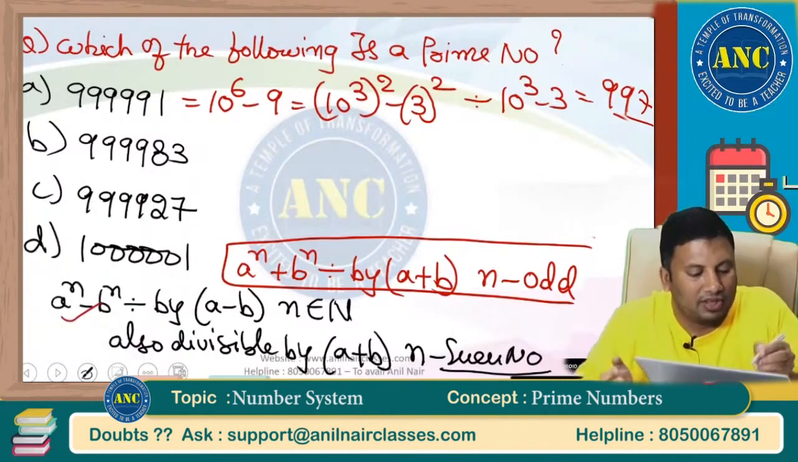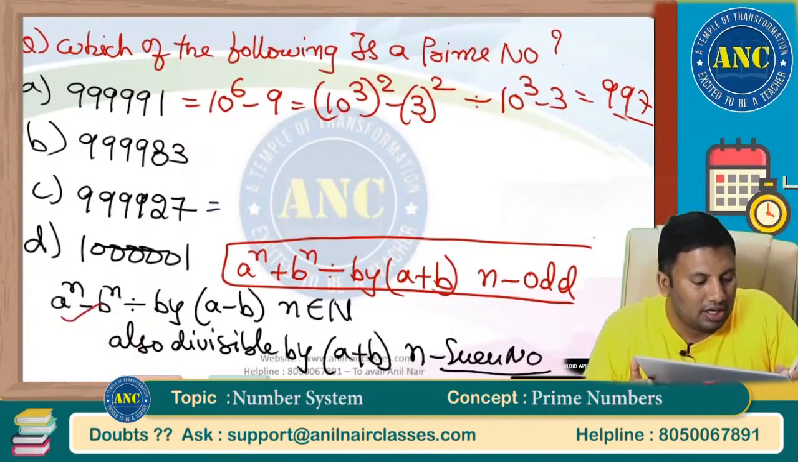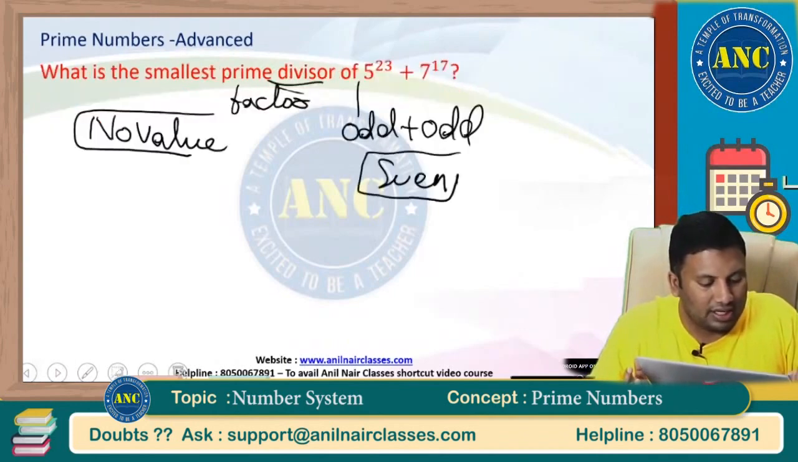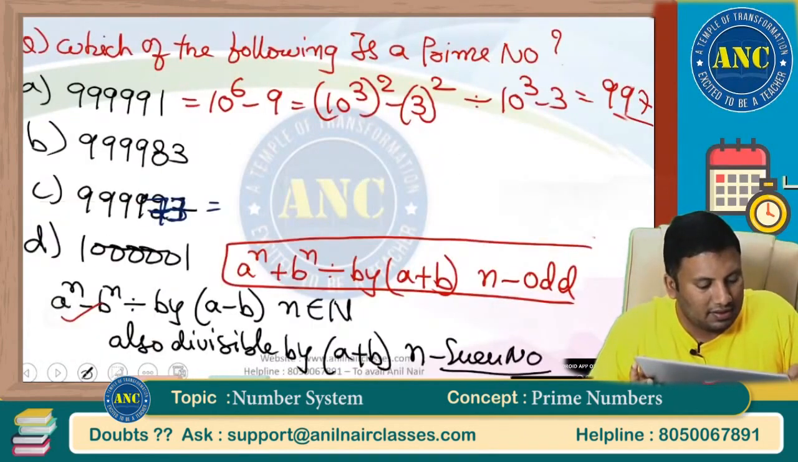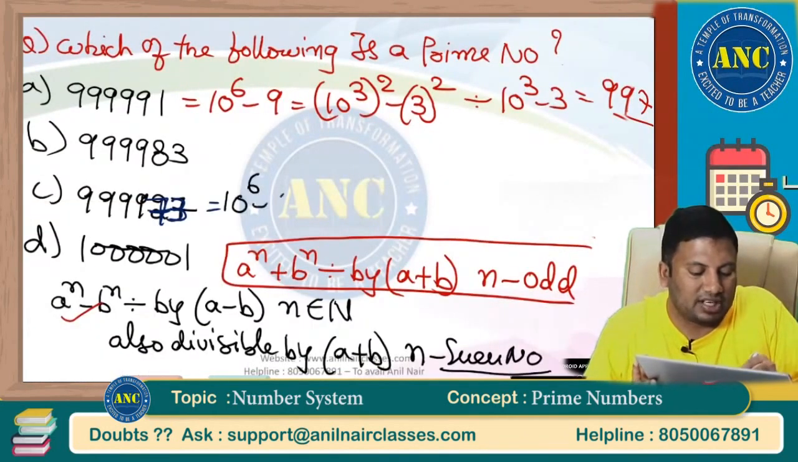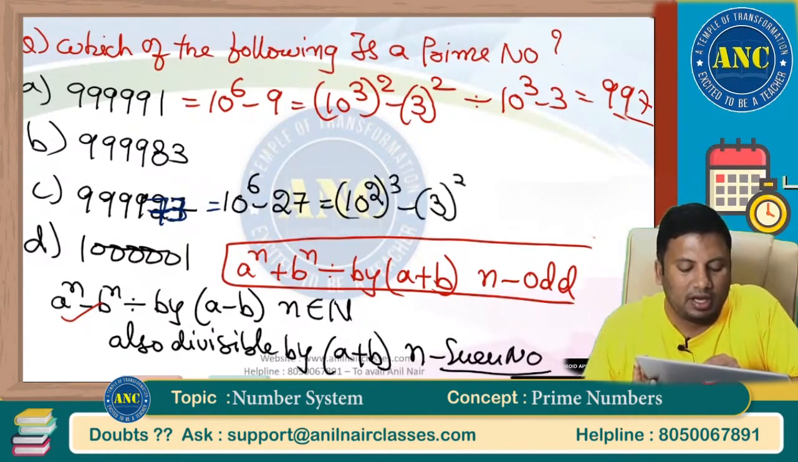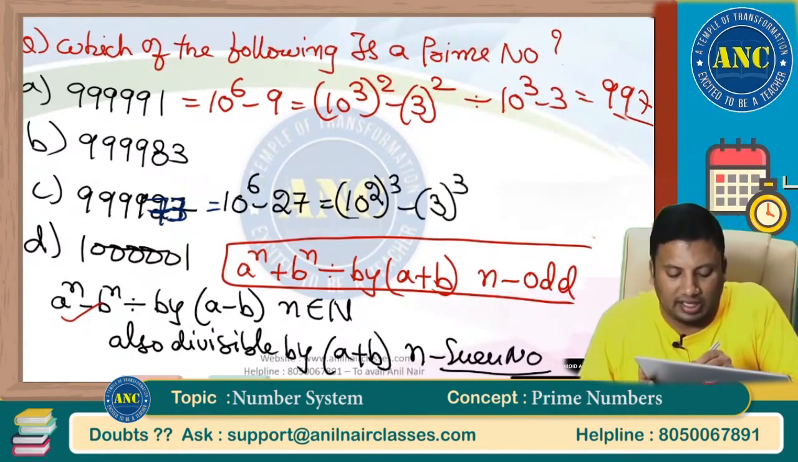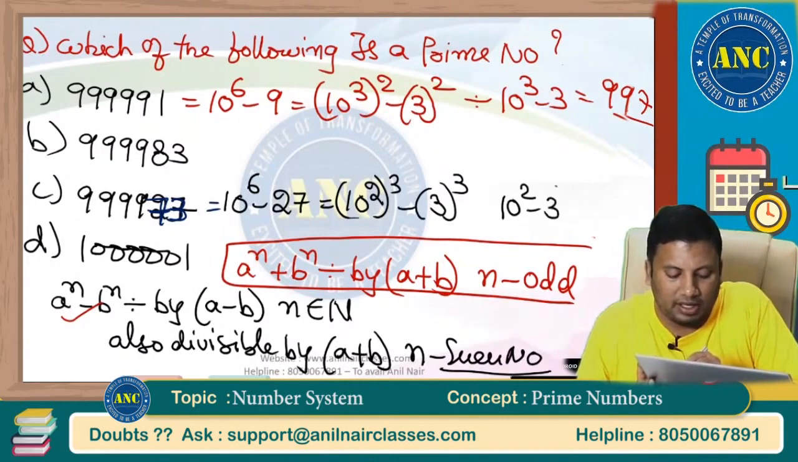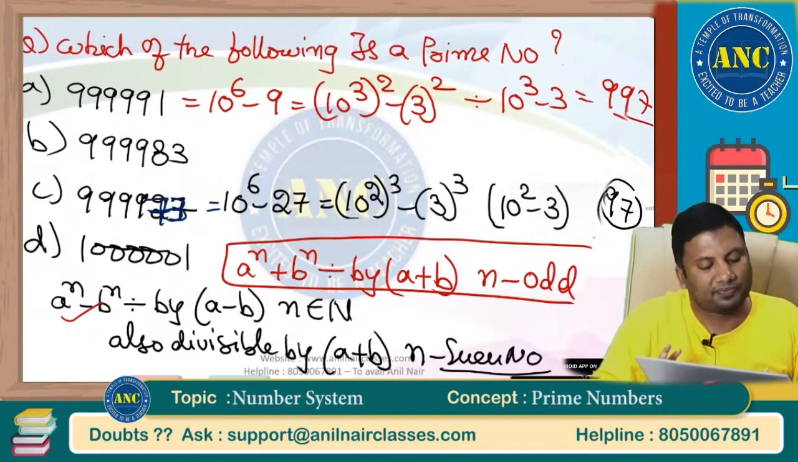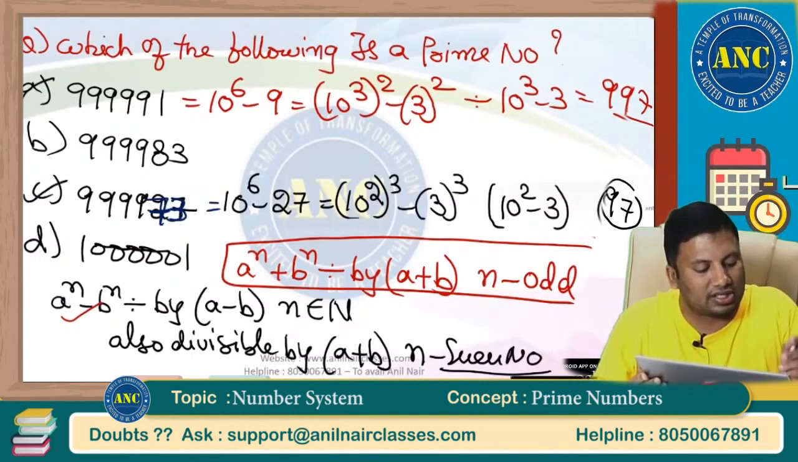Next one, the 4 nines ending with 73. Now see here: it is nothing but 10 power 6 minus 27, that is, 10 square whole cube minus 3 cube. A cube minus b cube is divisible by a minus b, so 10 square minus 3, 100 minus 3, is 97. These are composite.